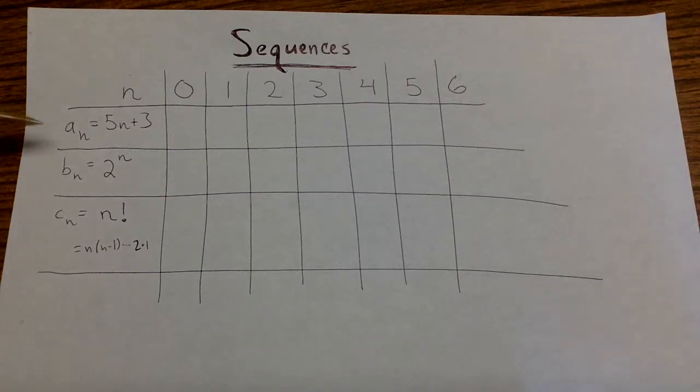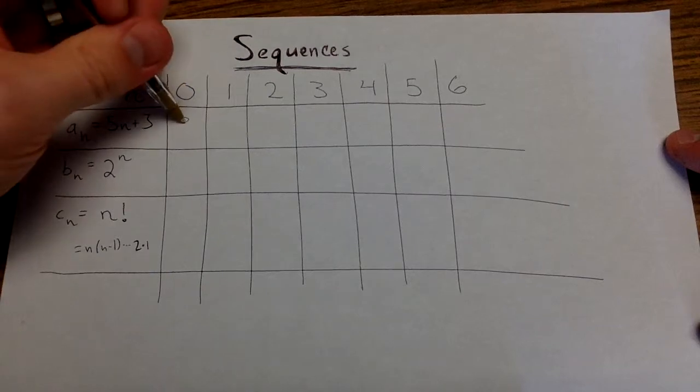I can have these three sequences: a sub n, saying the nth term of my sequence is going to be 5 times n plus 3. Or b sub n, the nth term of my sequence is 2 to the n. Or c sub n, the nth term is n factorial, where n factorial is n times n minus 1 times that all the way down to 2 times 1. So we can evaluate these sequences in any order because I know a closed form like this.